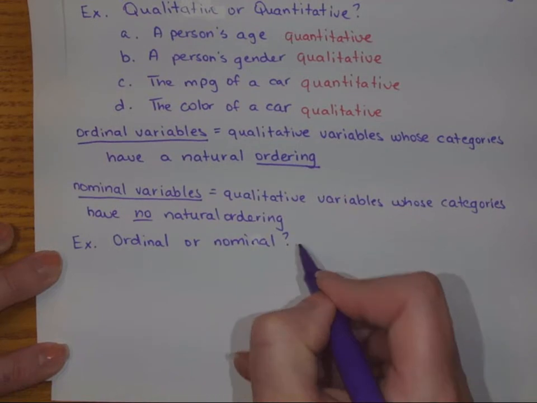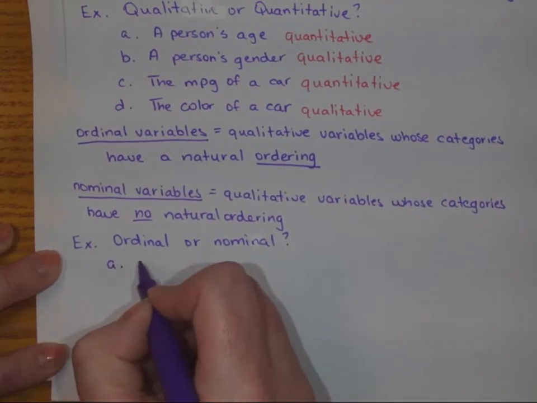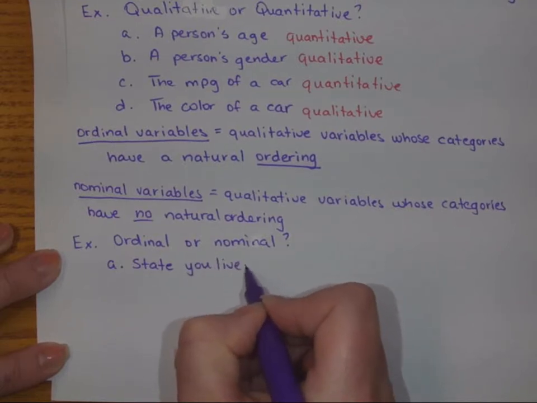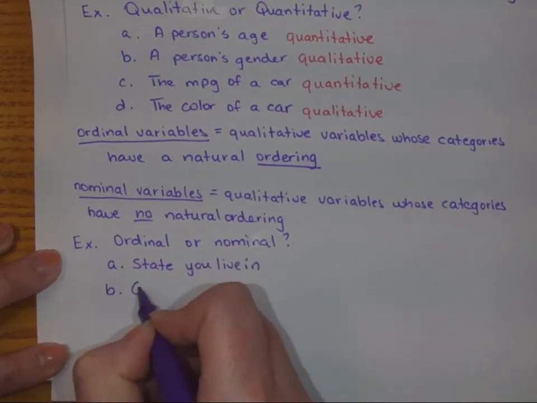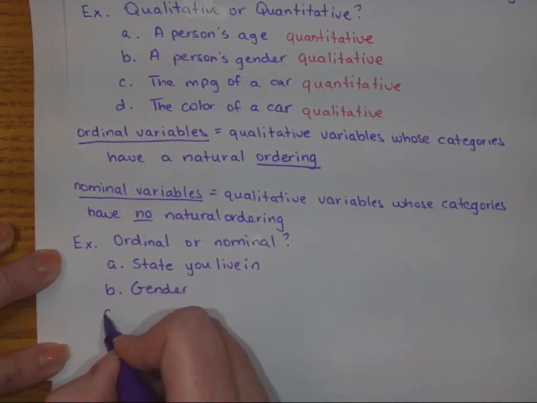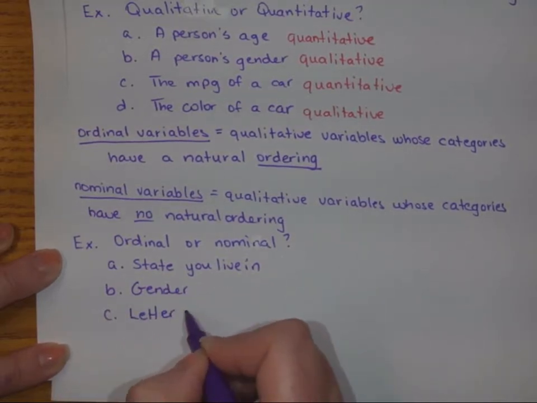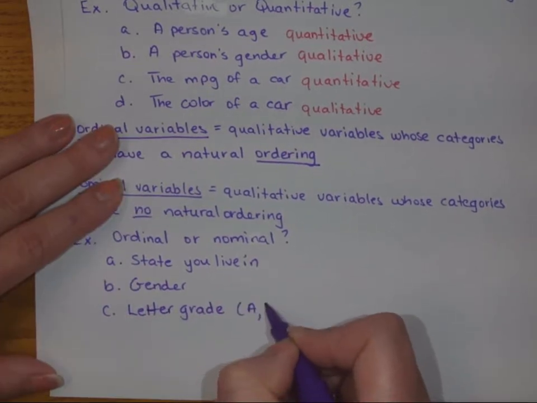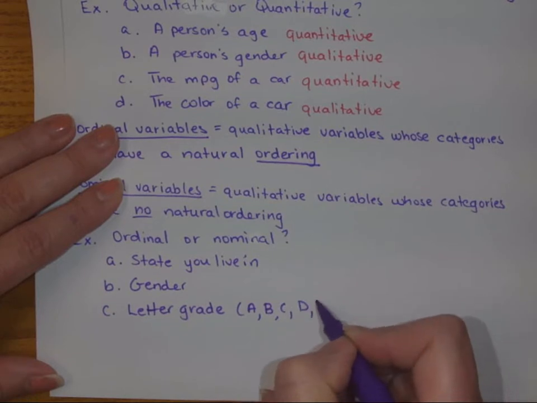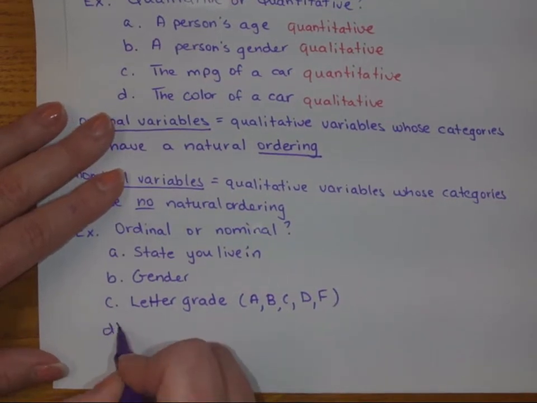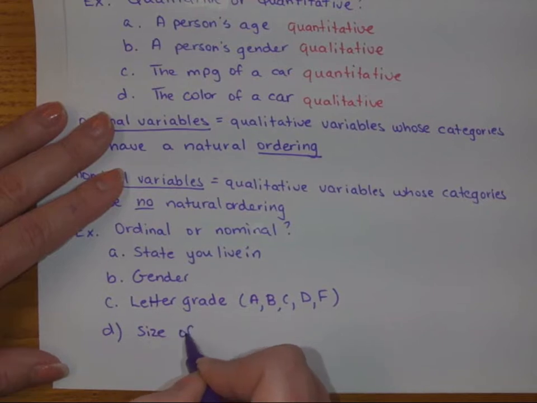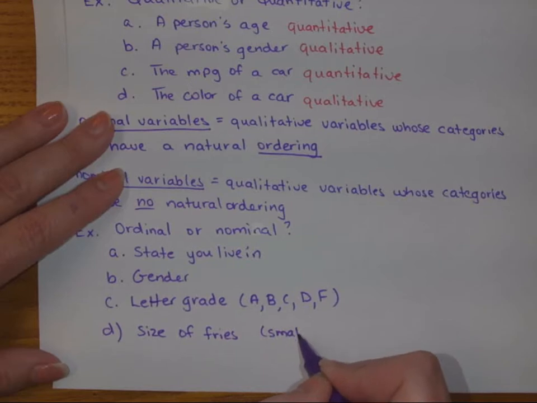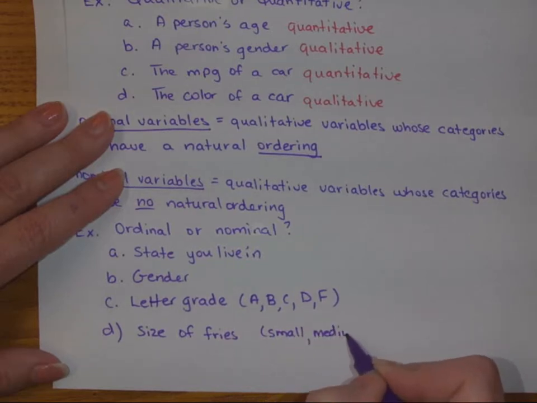So ordinal or nominal. So let's look at a few scenarios here. Let's say I want you to tell me the state you live in, state whether that is ordered or not. Gender. Letter grades in most college classes. In case we need some guidance there, remember those are A, B, C, D, F. And then let's look at the size of fries you can order at McDonald's. Let's say you can order small, medium, and large.